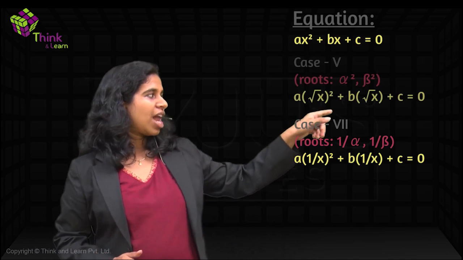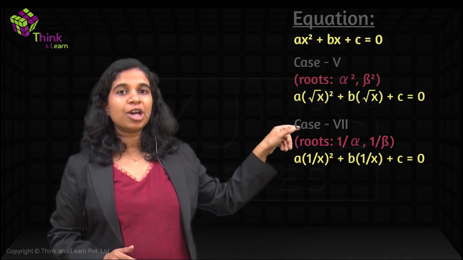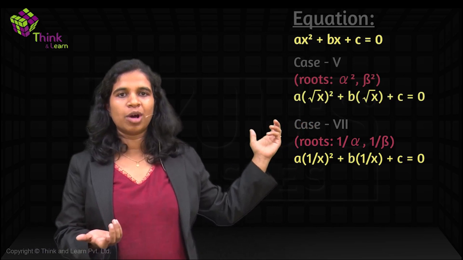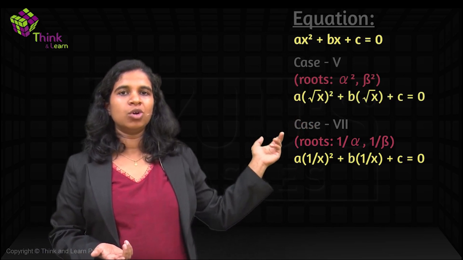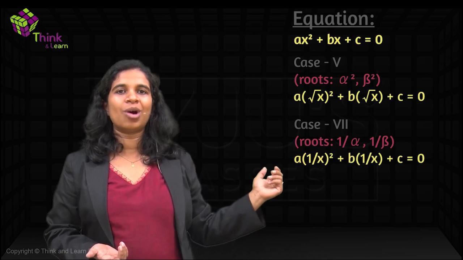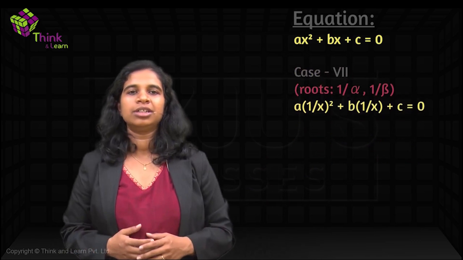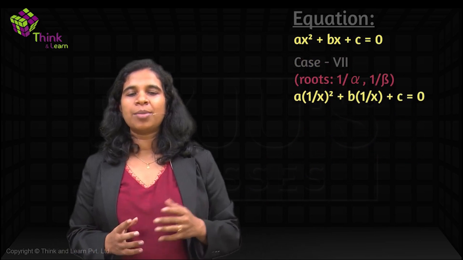Just think of it. Alpha squared, beta squared, we replaced x by root x. What is root x? X raised to 1 by 2. So instead of 2, I took 1 by 2. Similarly, instead of -1, I'll take 1 by -1, which is again -1. That is why I'll replace x with 1 by x.